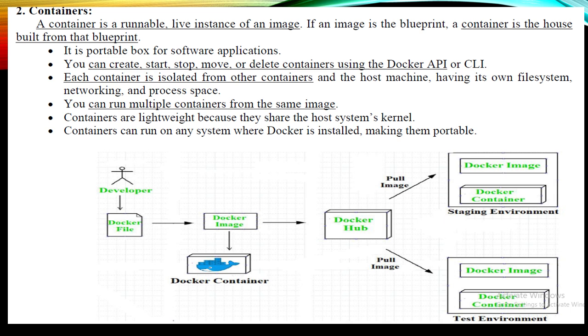This is the diagram. A developer develops the Docker file, which is then converted into a Docker image, and the image is stored in Docker Hub. If we are uploading, it is known as pushing the image. If we are downloading, it is known as pulling the image.